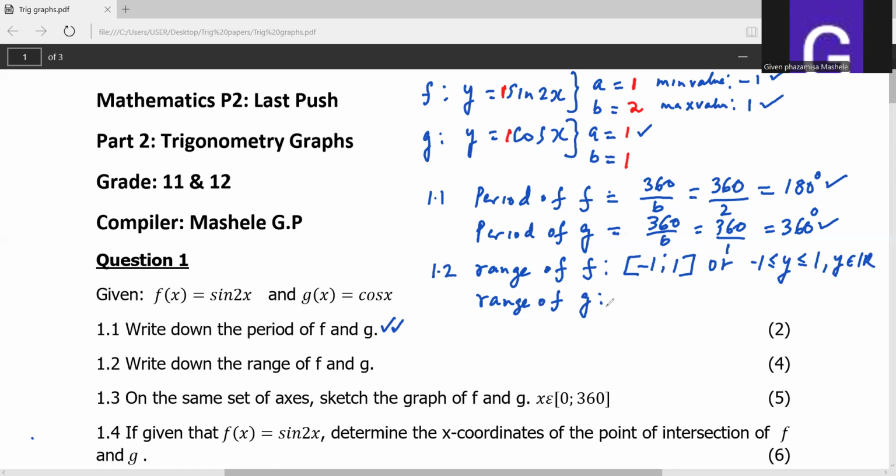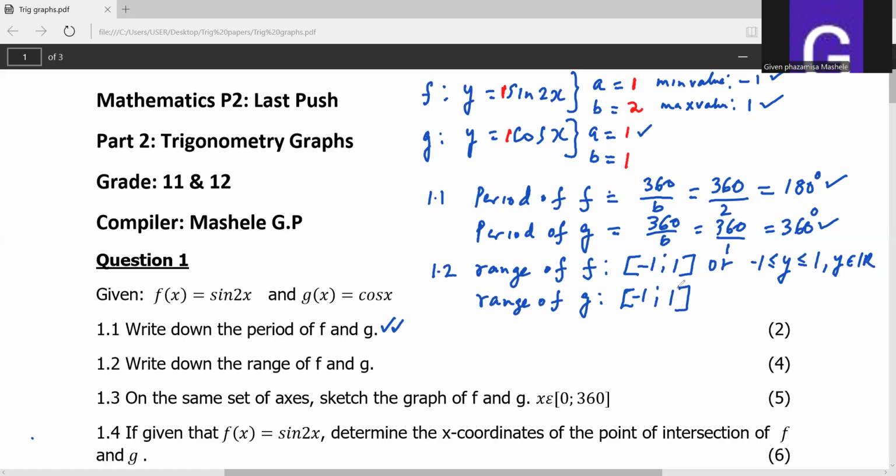The same applies with G. G also has an amplitude of 1. It means it will have the same range, from -1 to 1 inclusive, which means -1 and 1 are also included. So this is our answer. We have now answered question number 2.